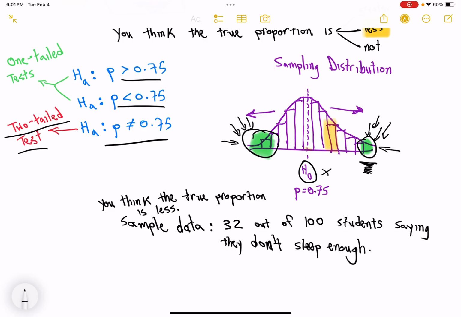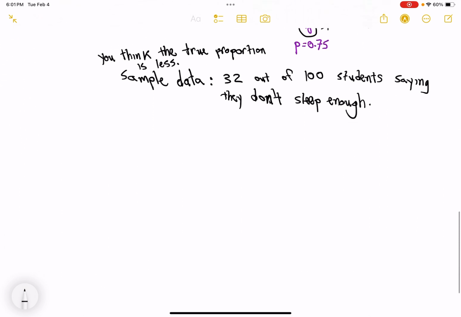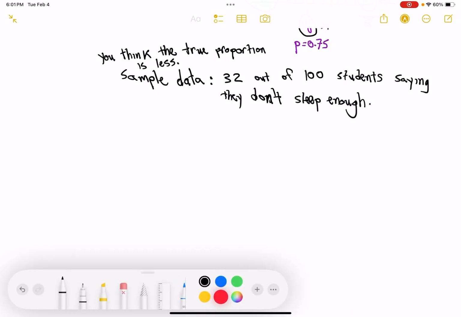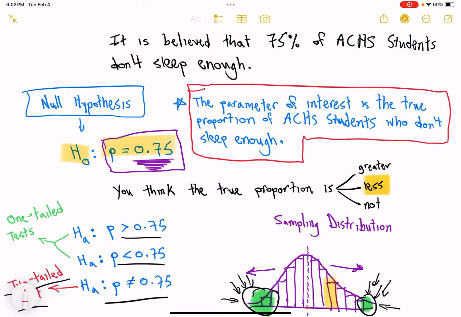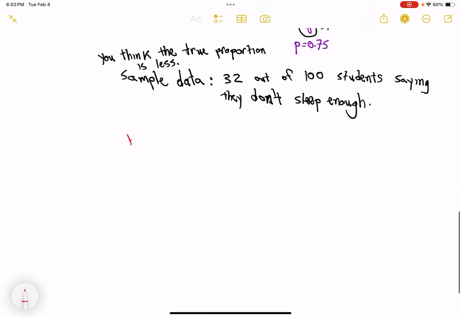All right. So already, I just want to reiterate these concepts. Hopefully you're going to reiterate them with me. If I were to set my parameter, I already know what my parameter is. We set it up here: the parameter of interest is the true proportion of ACHS students who don't sleep enough. What's my null hypothesis? My null hypothesis is, of course, that the parameter is equal to 0.75, because that is what I have been told by authority figures. On the other hand, my alternative hypothesis is that that parameter is actually less than 0.75.